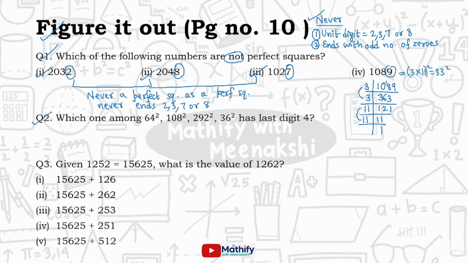Let's move to question number 2. Which one among 64 square, 108 square, 292 square, and 36 square has last digit 4? Now you have to just check their unit digit.